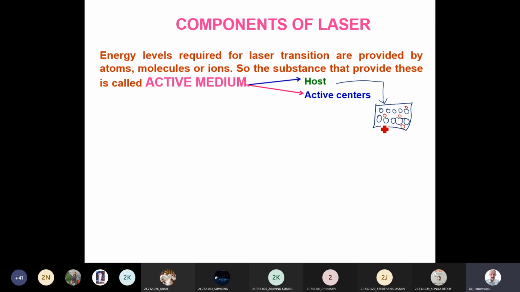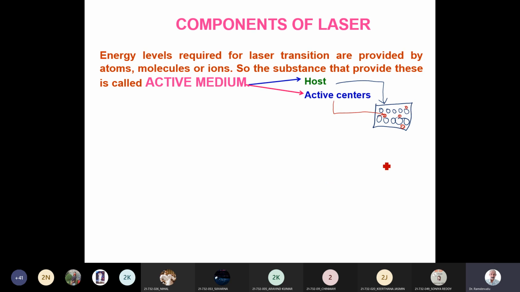These atoms will have higher lifetime, meaning that they provide metastable states. So these atoms which are providing metastable states are now responsible for giving the stimulated emission and lasing action. Therefore, we call these atoms active centers. But why can't I take active centers directly, you may ask? No, you cannot take them directly. I should have some material.